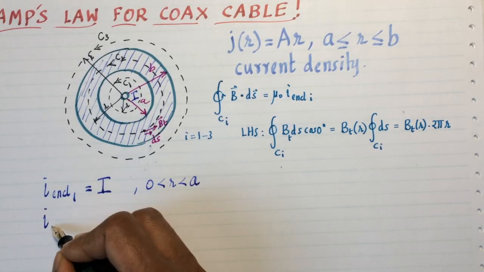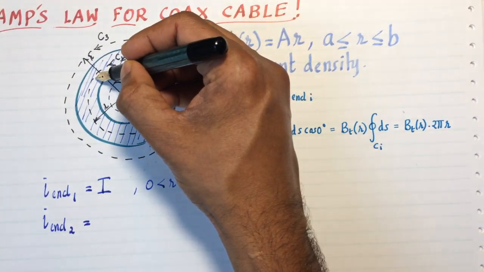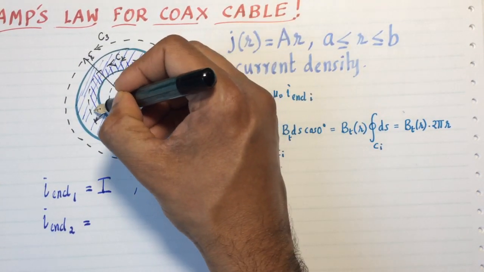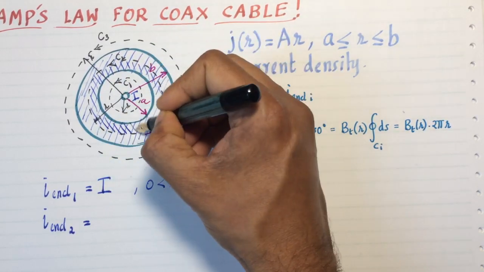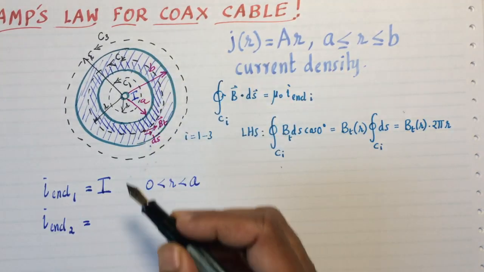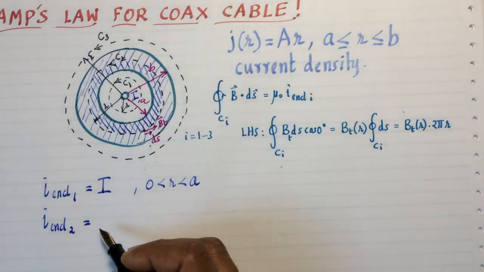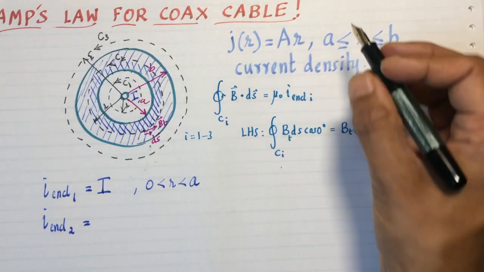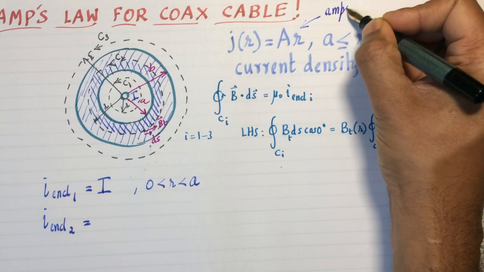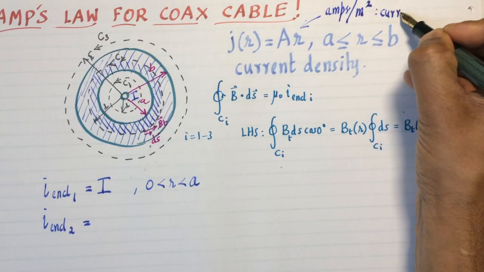Now the main calculation is I enclosed 2. How much is that going to be? That's going to be this portion only. Because you see, it's all the current enclosed between where the loop C2 is drawn and where the current starts. The current starts at A and the loop C2 is at value R. So this is given in terms of the current density. Current density is measured in amps per square meters. That's the units of current density.